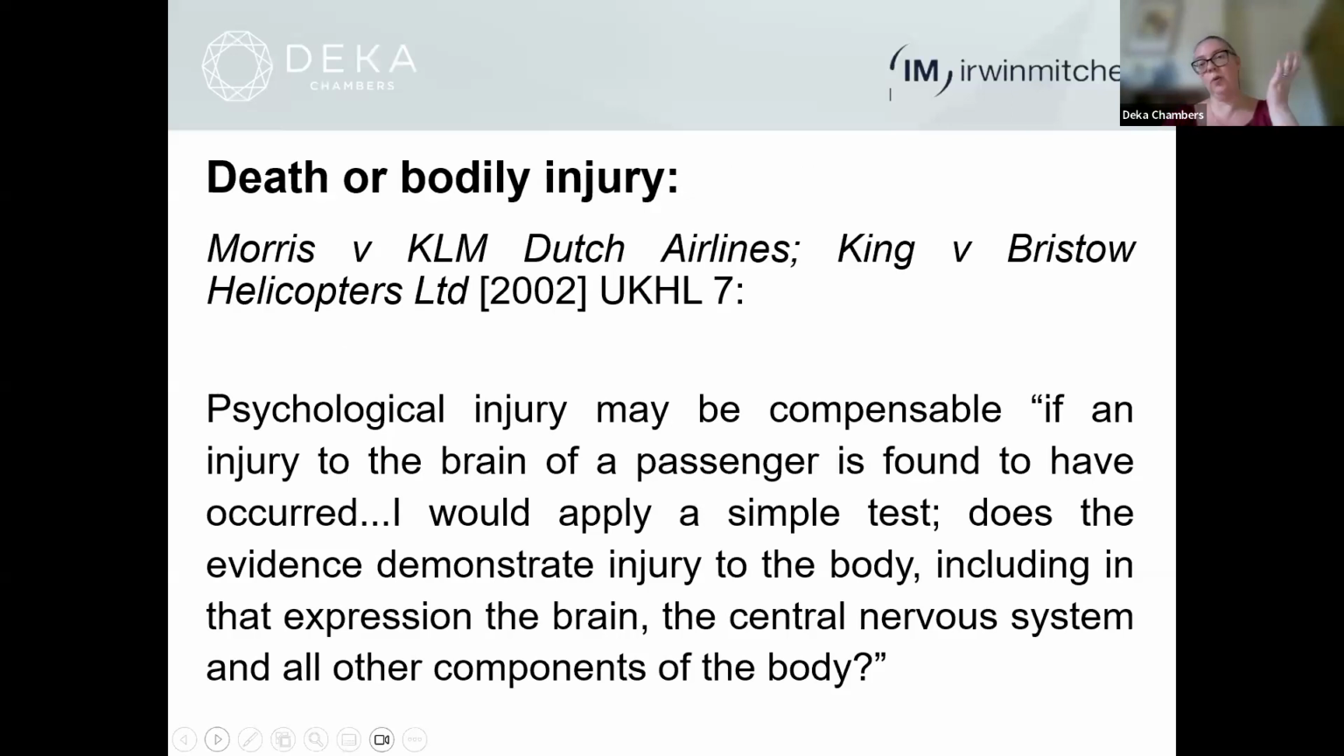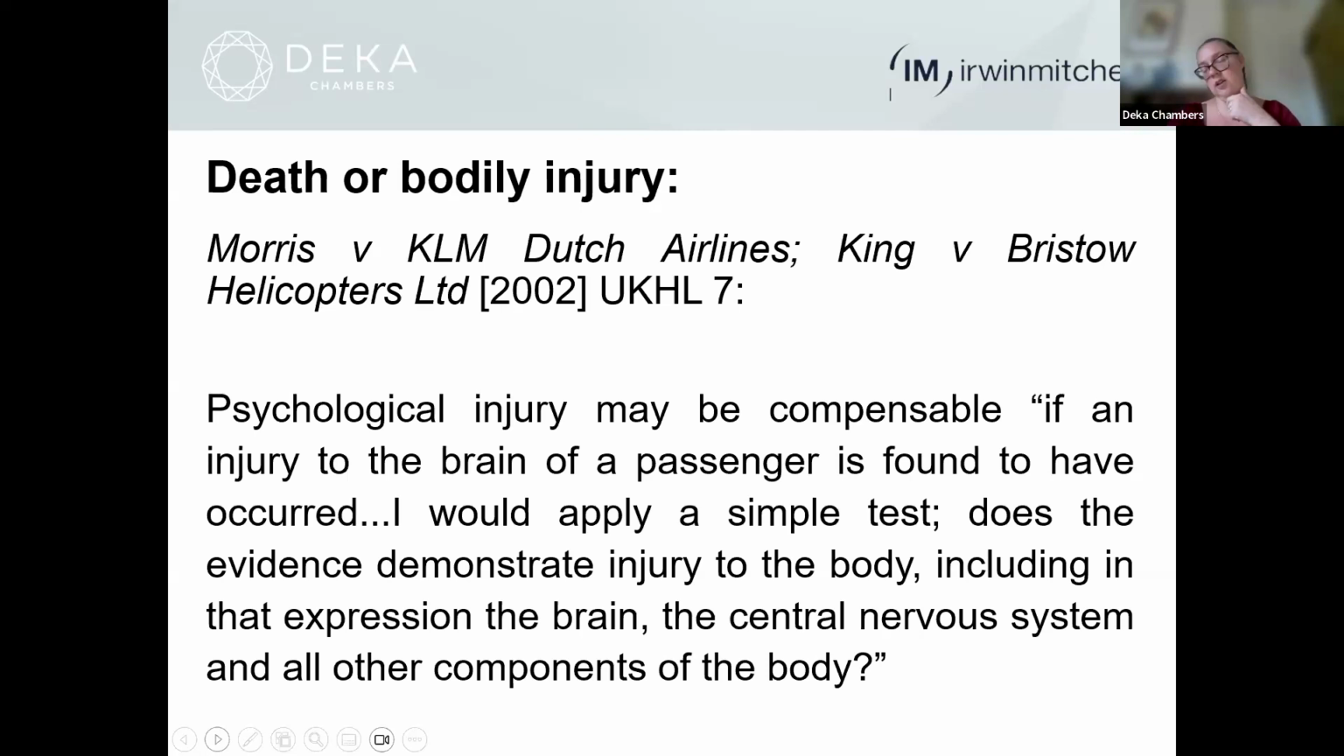Death or bodily injury, you'll all be aware, of course, of the Morrison KLM, King and Bristow judgments. This is the UK House of Lords saying psychological injury may come within bodily injury, so could be compensable under the convention if an injury to the brain of a passenger is found to have occurred. So the claimant would need to show evidence that there has been some bodily injury, some injury that would be picked up, for example, on an MRI scan or something of that nature, that would show a difference in the operation of your brain as a result of the accident.